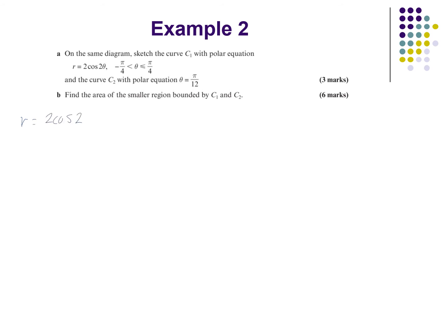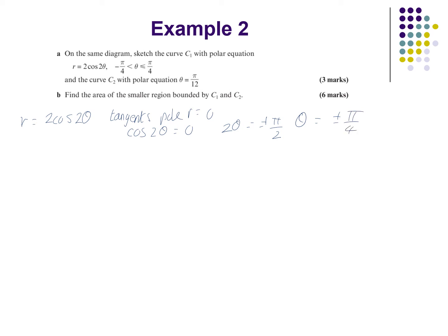You should now know with things like cos 2 theta, you get your two petals. Let's see where they are. Okay, so tangents to the pole. That's when r is 0. So we're going to have cos 2 theta equals 0. So 2 theta equals plus or minus pi by 2. So theta equals plus or minus pi by 4, which is actually the range of values they asked us to draw.